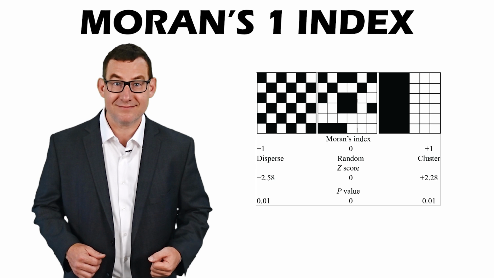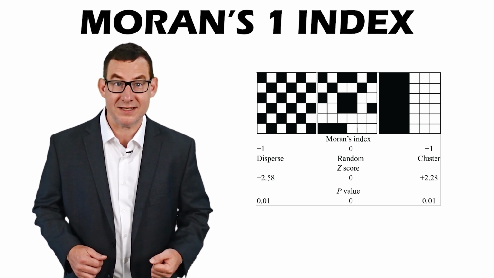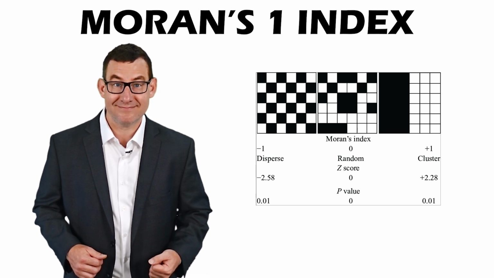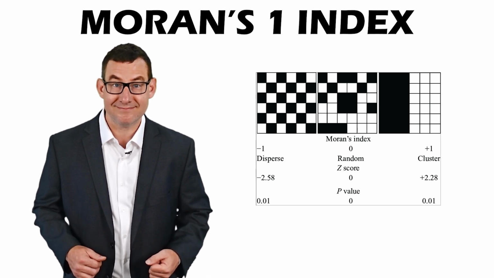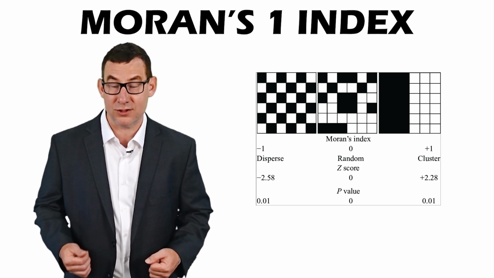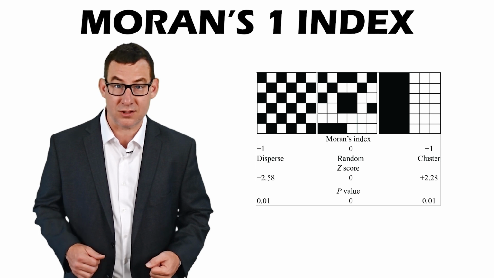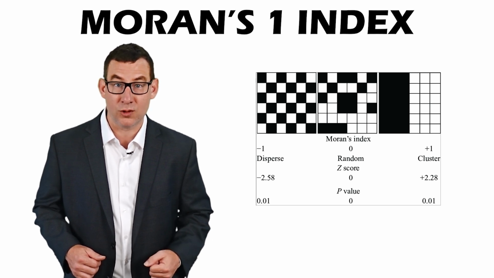Moran's I index. Moran's I index measures spatial autocorrelation. It is a correlation coefficient. It has a value from -1 to 1. A positive Moran's I index indicates that similar values are clustered together. A negative Moran's I index indicates that dissimilar values are clustered together. A Moran's I index of 0 indicates that no spatial autocorrelation exists.